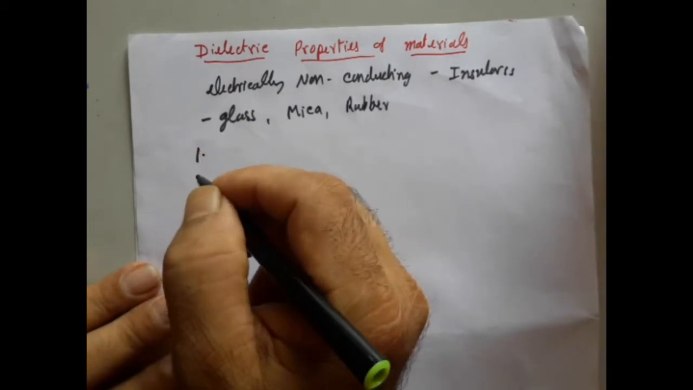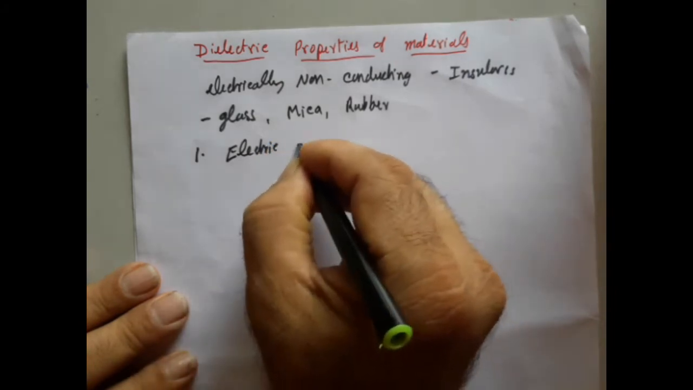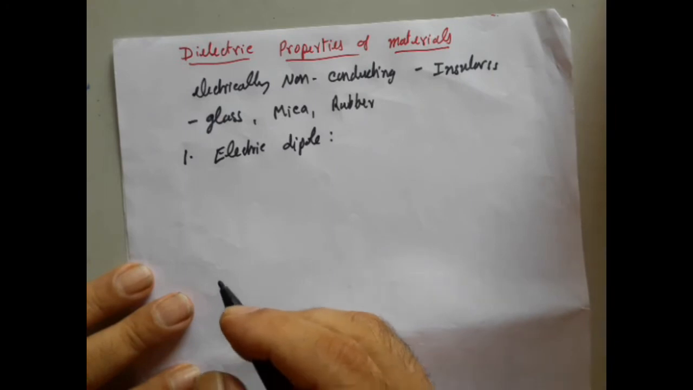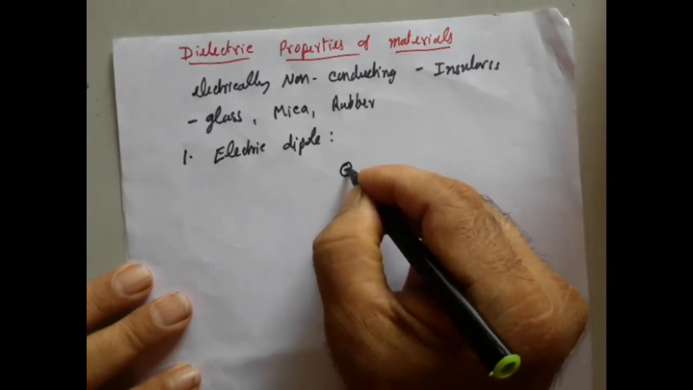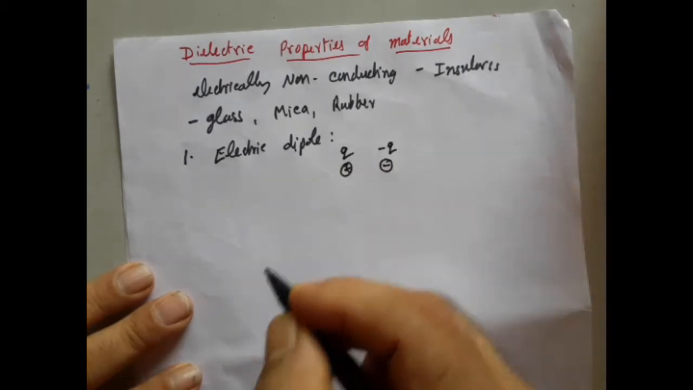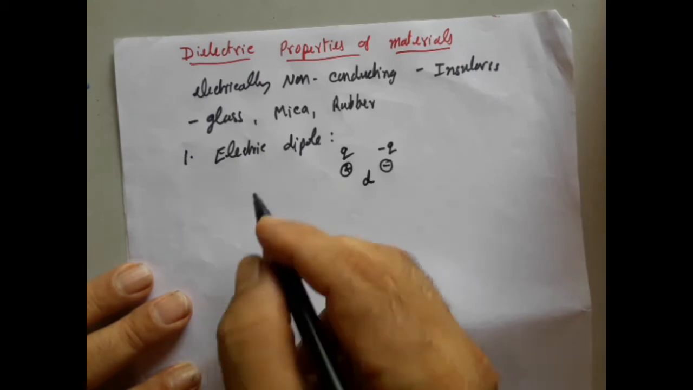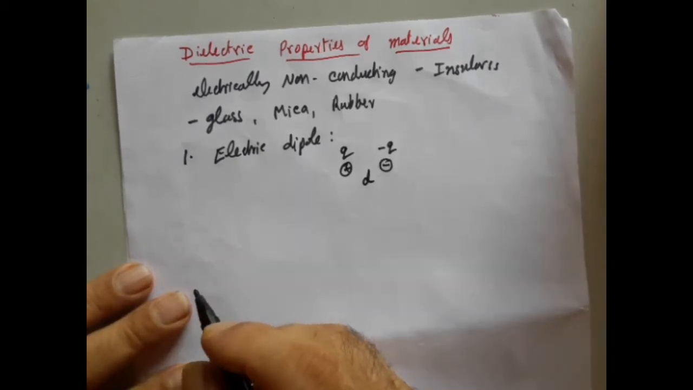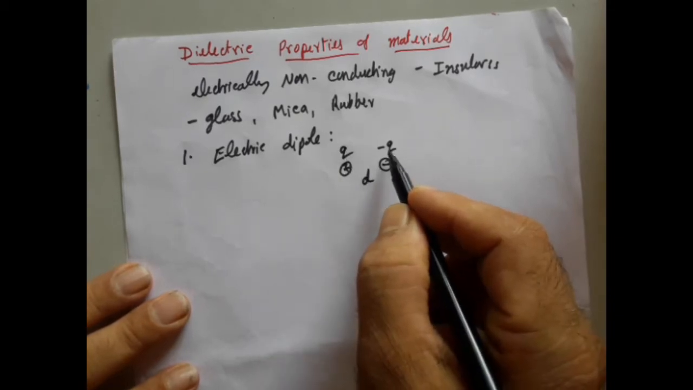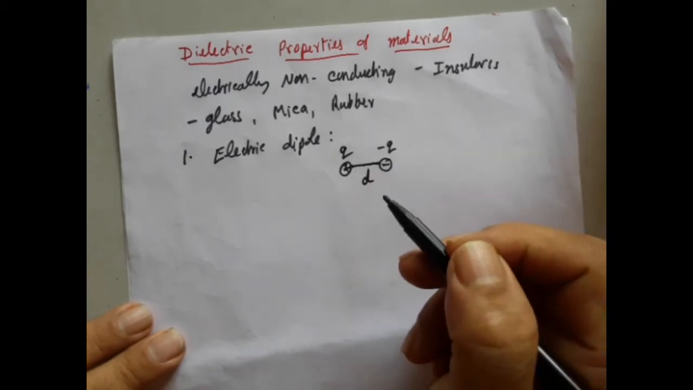The first fundamental property is the electric dipole. Now, what is an electric dipole? When two charges equal in magnitude but opposite in polarity are separated by a distance, then that is called an electric dipole. We have a positive charge of magnitude q and a negative charge of magnitude minus q. They are being separated by a distance d.